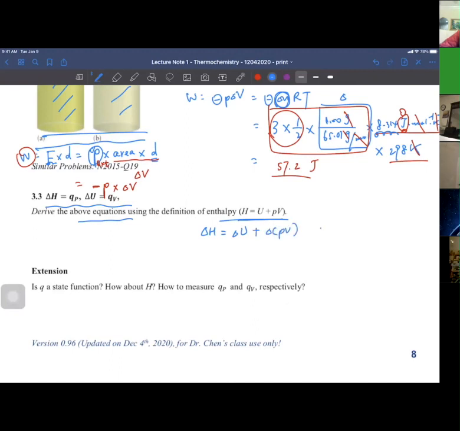And then if we suppose P is constant, we change delta H into delta U plus P delta V, right? Does this make sense to you? And then we realize P delta V is negative W, because W equals negative P delta V, right? So we got this.